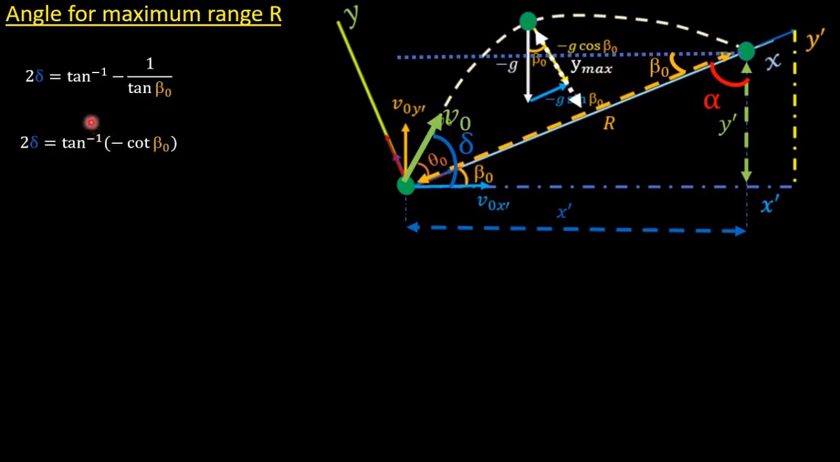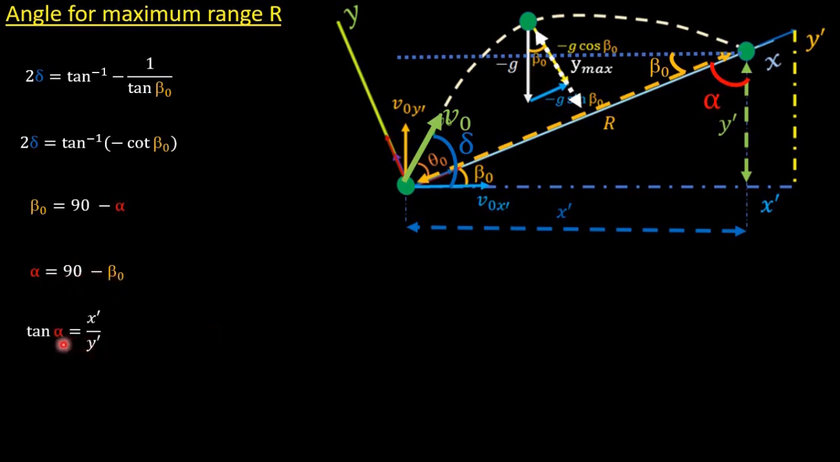And then I can rewrite this as 2 del equals inverse tan of minus cotangent of beta, because 1 over tan beta is cotangent beta. And then I can say from this diagram that beta equals 90 minus alpha, so it's 90 degrees between this horizontal line and Y prime. If I want to find beta, I just do 90 minus alpha, and if I rearrange for alpha, I get alpha equals 90 minus beta.